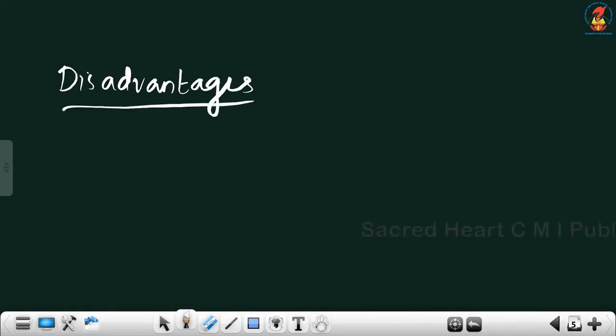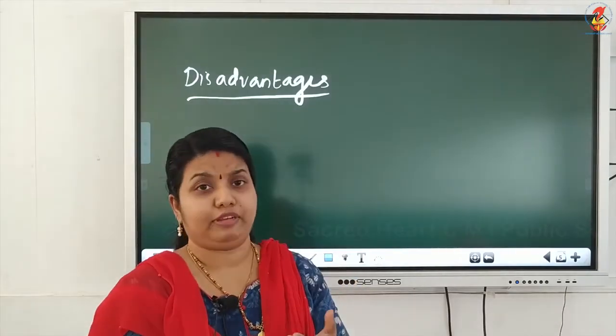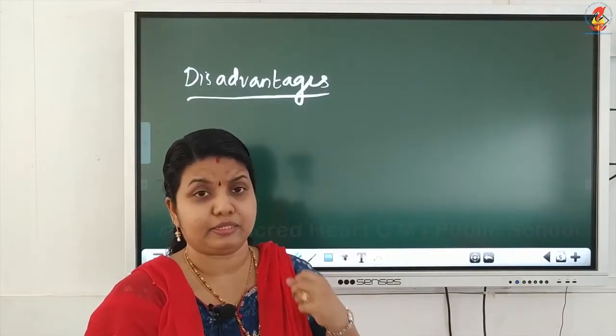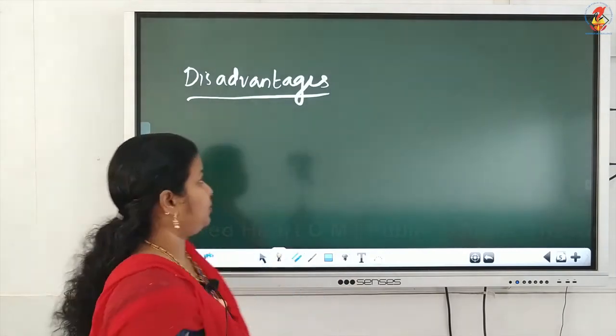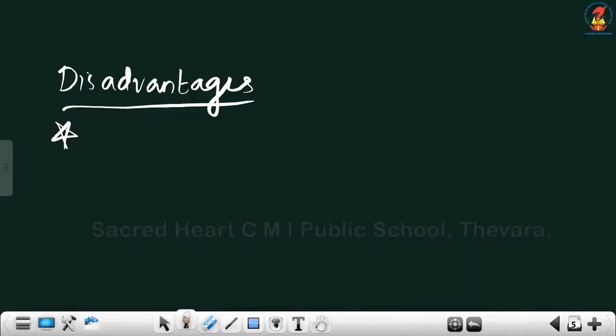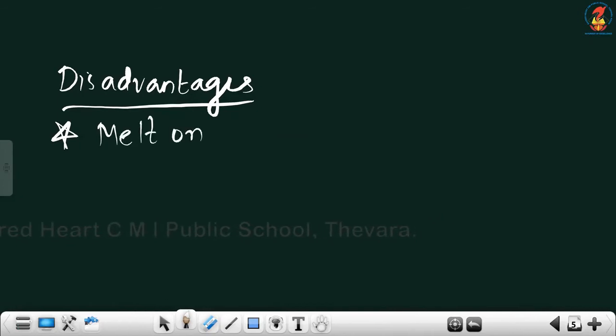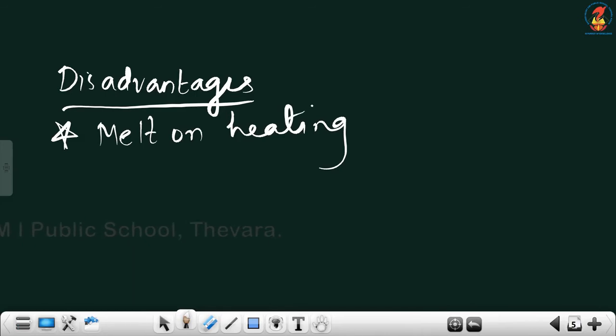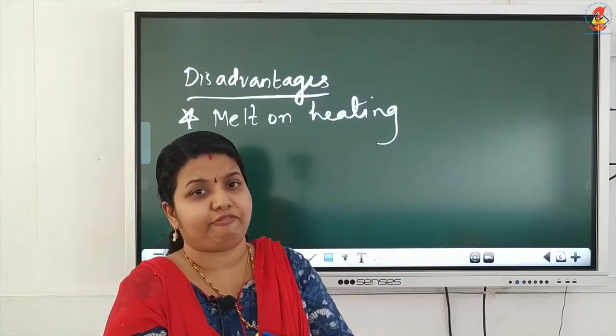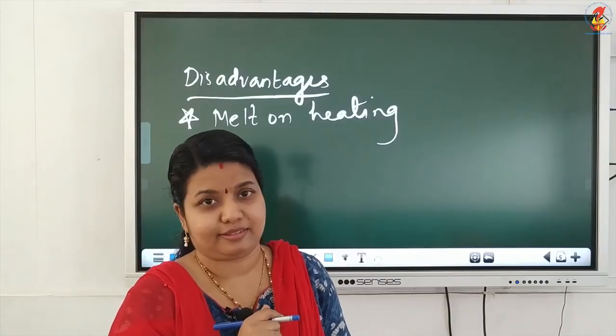Disadvantages of synthetic fibers over natural fibers. They have a lot of advantages, but there are certain disadvantages too. The first one is that synthetic fibers melt on heating. So if the clothes catch fire, the fabric melts and sticks to the body of the person who is wearing it. So it can be disastrous.